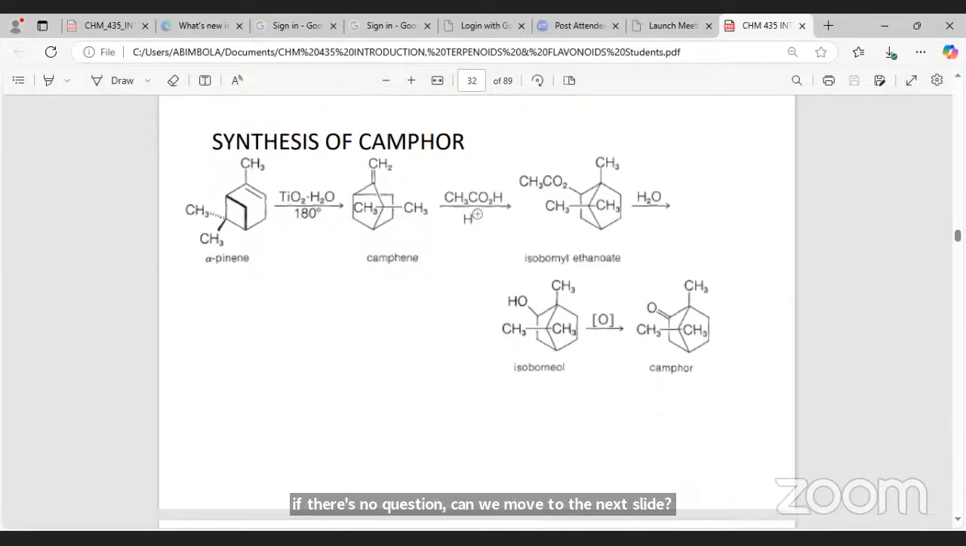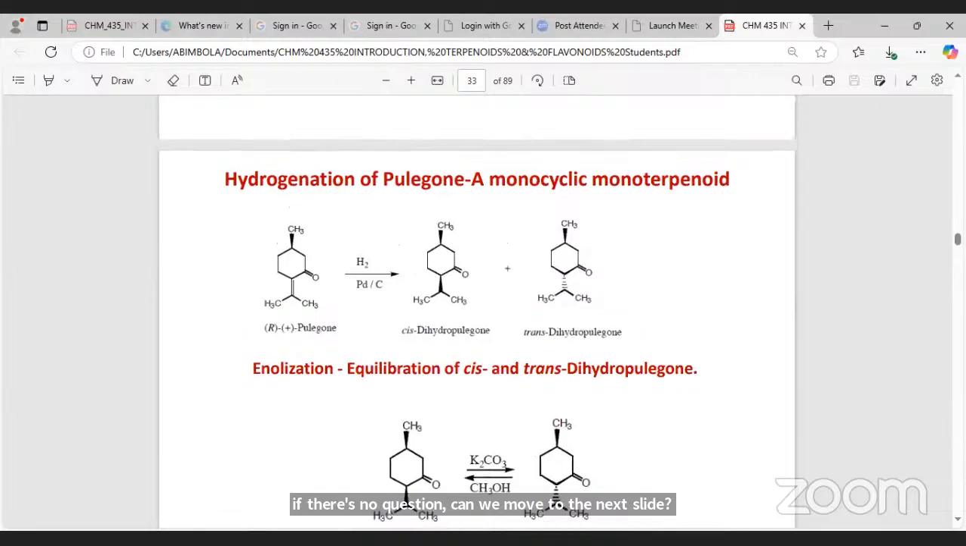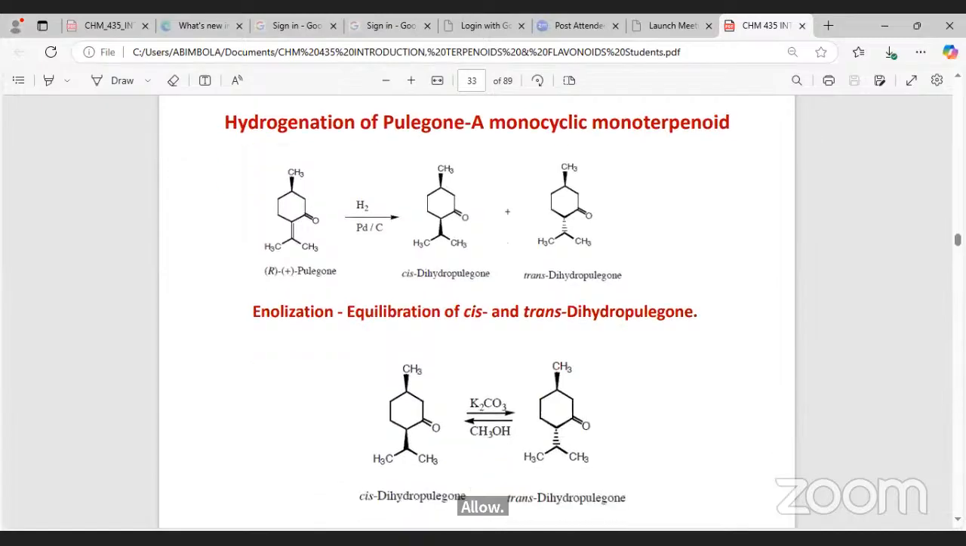Synthesis of camphor. Allow. Continue. Next slide.